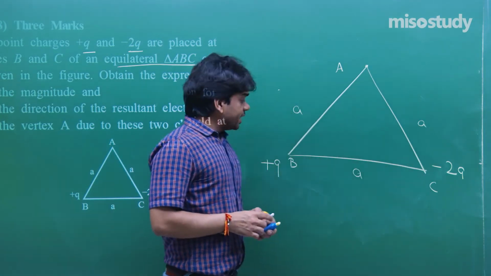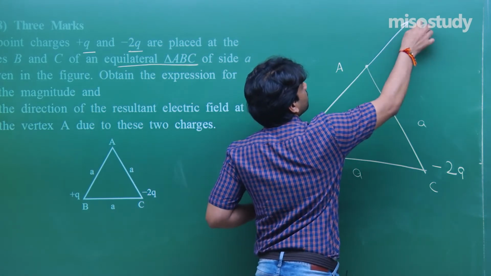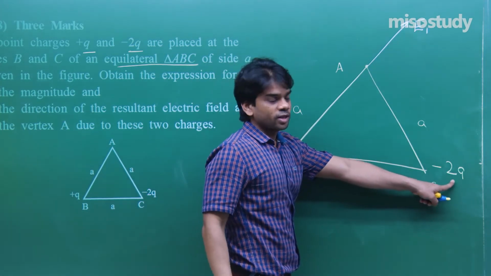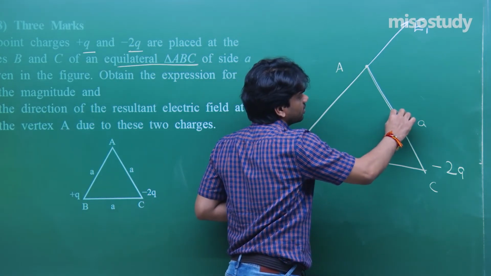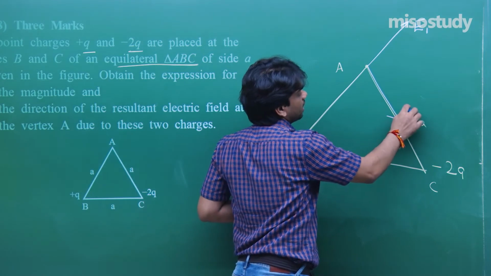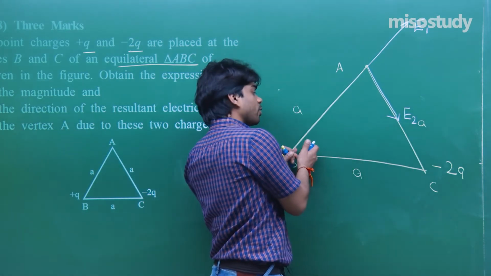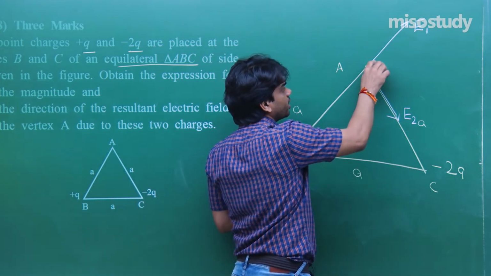First of all, you see the effect of field due to this charge plus Q. It will be along this line. Let me write this as E1. And electric field effect due to minus 2Q charge, it will be along this sense, and let me write this as E2. Equilateral triangle, 60 degree, 60 degree, this will automatically be 120 degree.